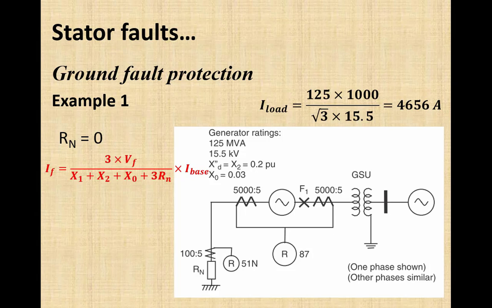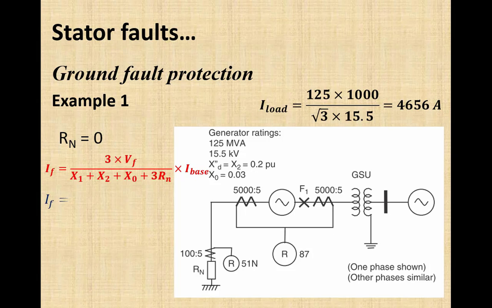IF, in case of single line to ground fault, will be equal to 3 times the zero sequence fault current. The zero sequence fault current is the pre-fault voltage divided by the positive sequence reactance plus negative sequence reactance plus zero sequence reactance plus 3 times the grounding resistance in per unit, multiplied by I base to convert this current into ampere. So this is the formula to calculate the fault current.